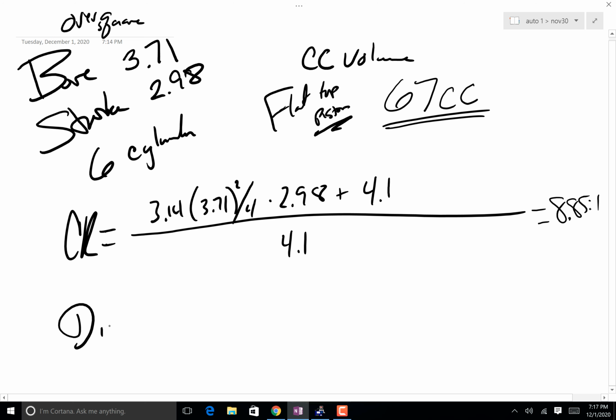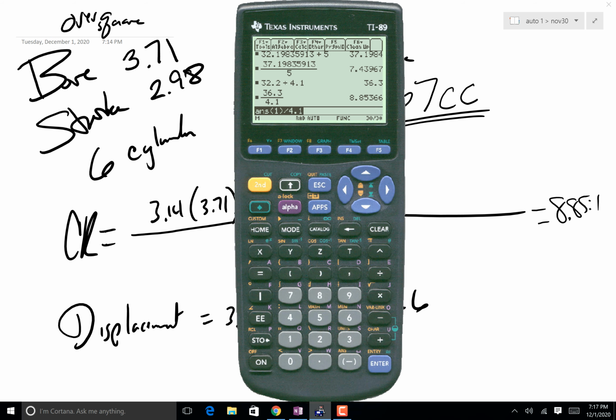What is the displacement of said engine? I don't know. Let's find out. Pi times 3.71 squared divided by 4, 2.98 times 6.